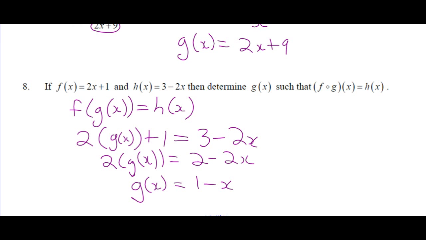G of x is 1 minus x, and that's your answer. Okay. If you went back and worked out f of g of x, you'd throw this in here, you'd multiply this by 2, getting 2 minus 2x, and then you'd add 1 and get 3 minus 2x. Okay.